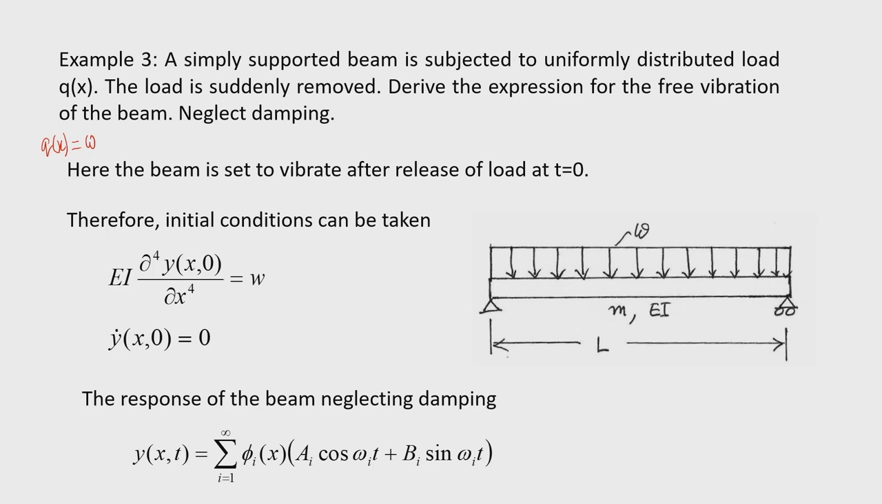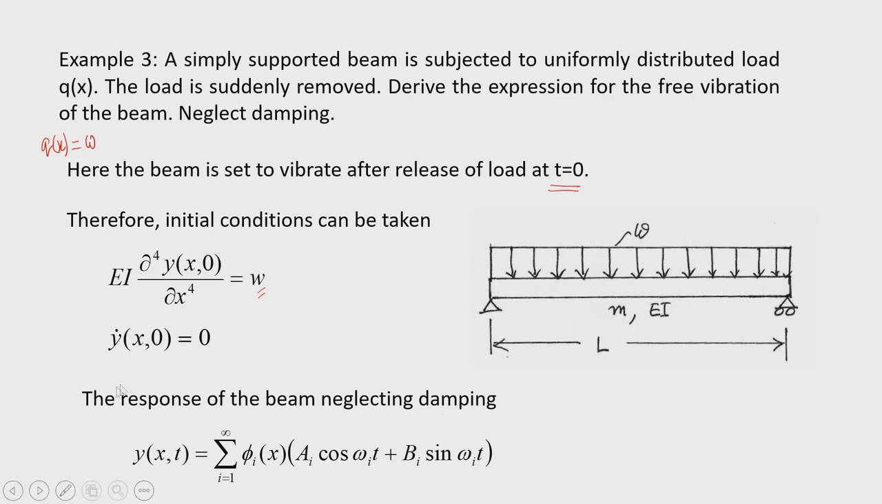Derive the expression for the free vibration of the beam, neglecting damping. The beam is set to vibrate after release of the load at t equal to 0. So we can take the initial condition: EI times the fourth derivative of the displacement shape is nothing but the load W, and velocity is taken as 0. The response of the beam after neglecting damping is written as y(x,t) equals the summation from i equal to 1 to infinity of phi i(x) into (ai cos omega i t plus bi sin omega i t).